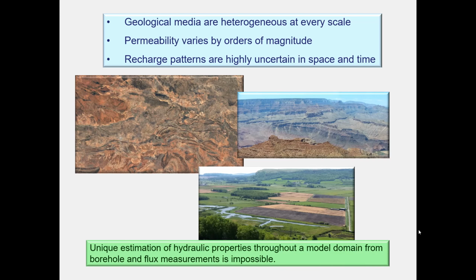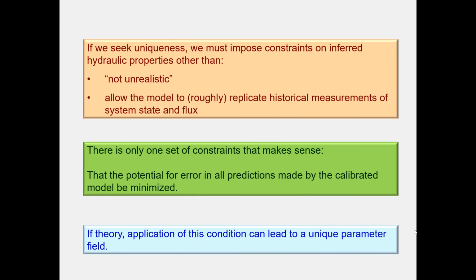So, we have a paradox here. We have a paradox that we sign up for uniqueness the moment we sign up for a calibrated model, yet it's impossible to infer the hydraulic properties of the system which we're simulating with uniqueness.